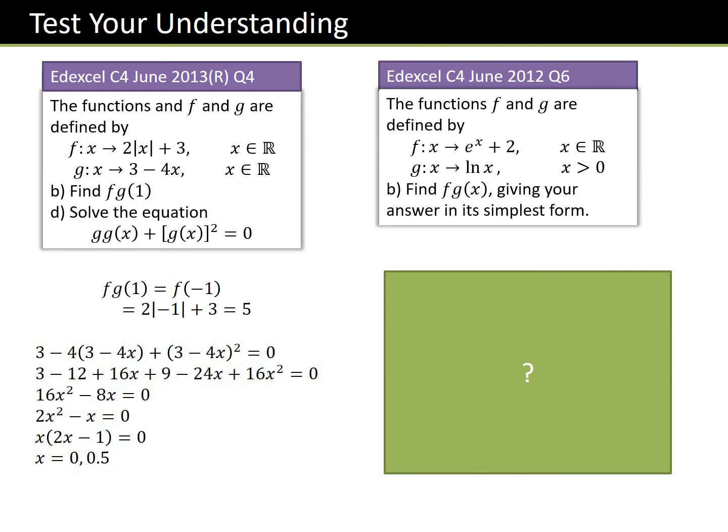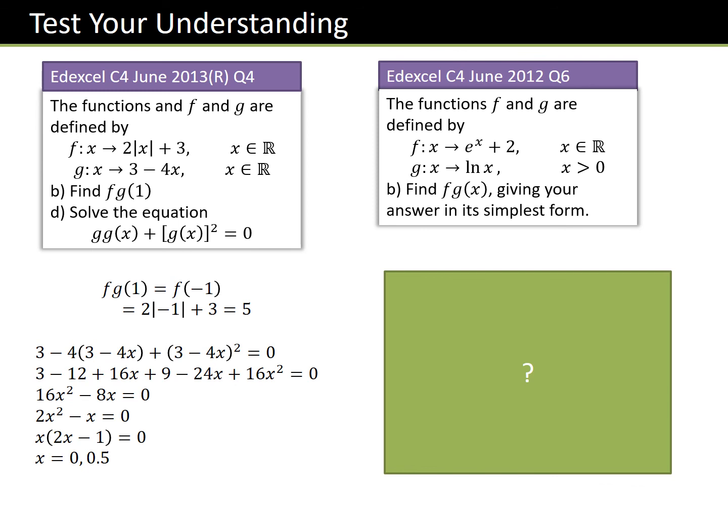So to do this, I'm going to do 3 minus, there's my g of x, plus my g of x, which is 3 minus 4x, all squared. So I'm just going to replace my g of x in that function by this. Then I'm going to write it all out fairly neatly and tidily, tidy it up, and eventually I will get to x being 0 or 0.5. So I'll give you a few seconds to look at that. I would pause and have a look through that.